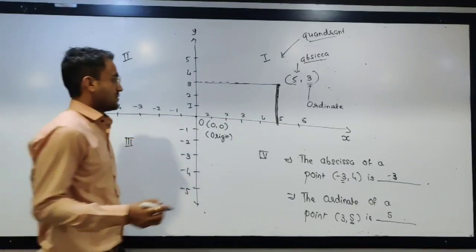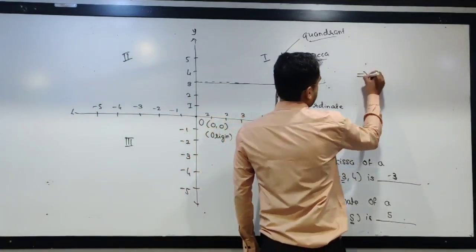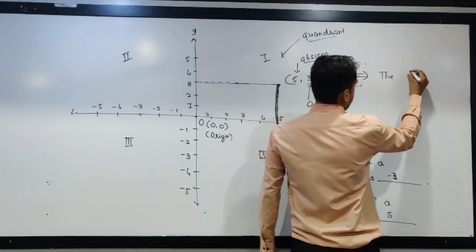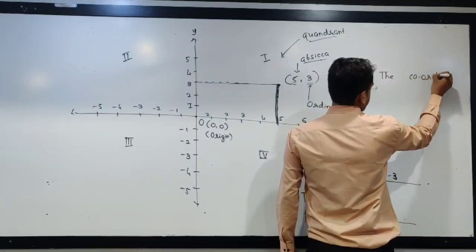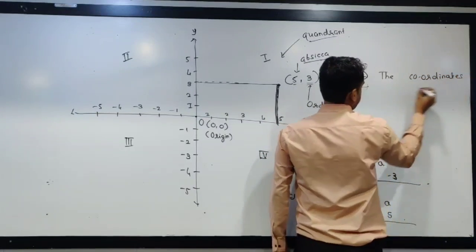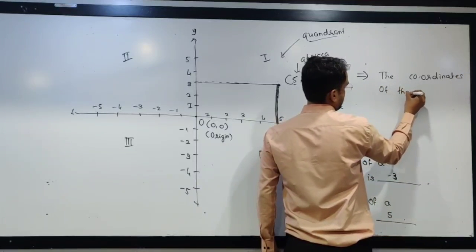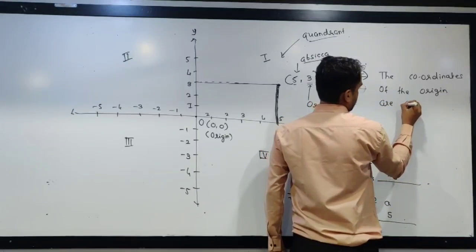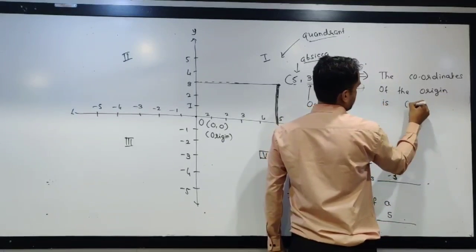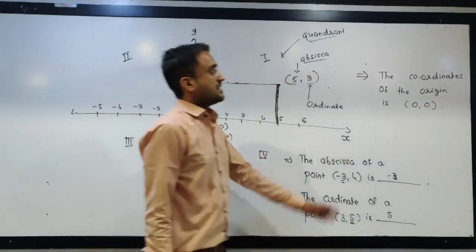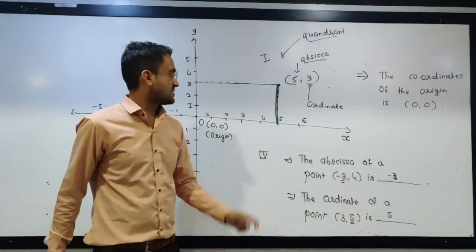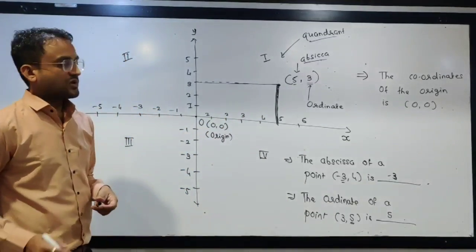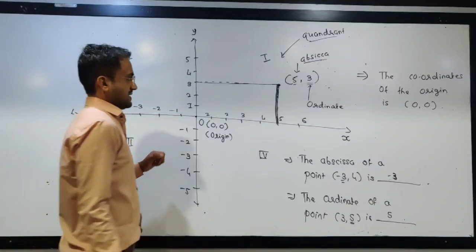Now write 2 more notes. The coordinates of the origin are 0, 0. What are the coordinates of the origin? 0, 0. Right?